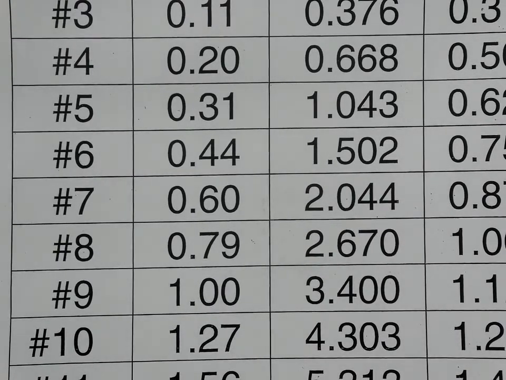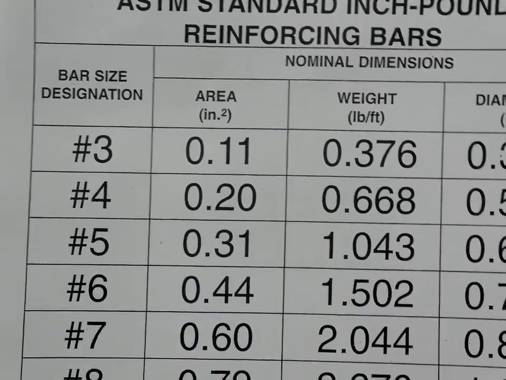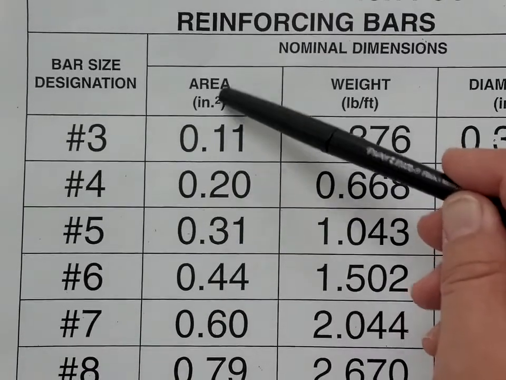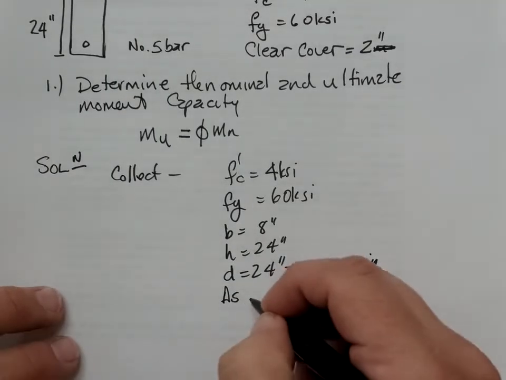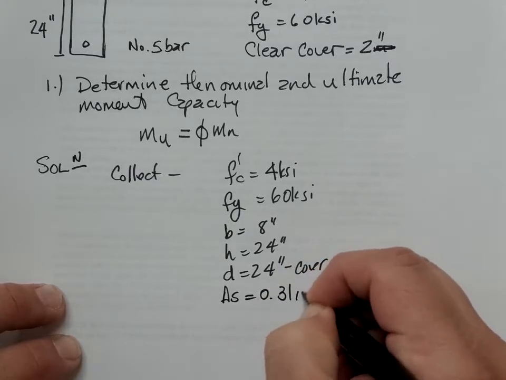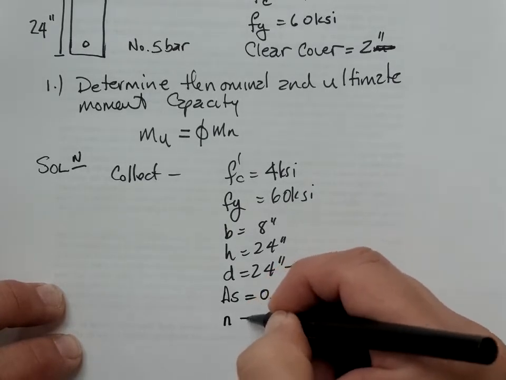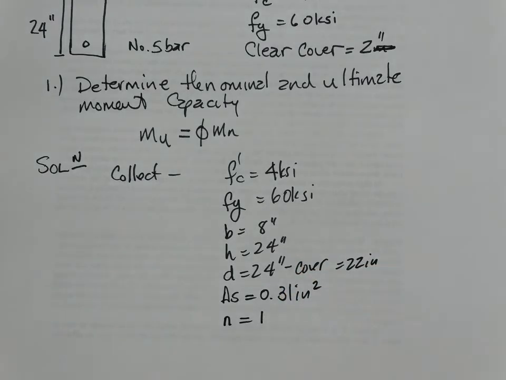So this is what the photocopier ate. So a smaller version of it, which I will put up on Canvas. I just need to find it now. What's the cross-sectional area of a number 5 bar? Area, number 5, 0.31 square inches. Okay. 0.31 inches squared, and the number of bars is equal to 1. So we've collected all of our terms that we need that are important.